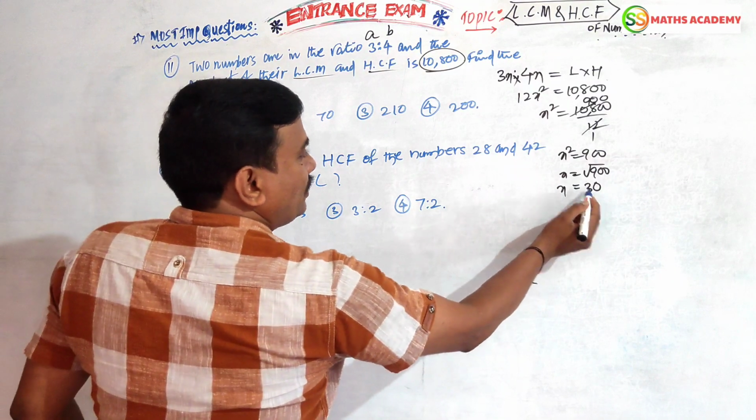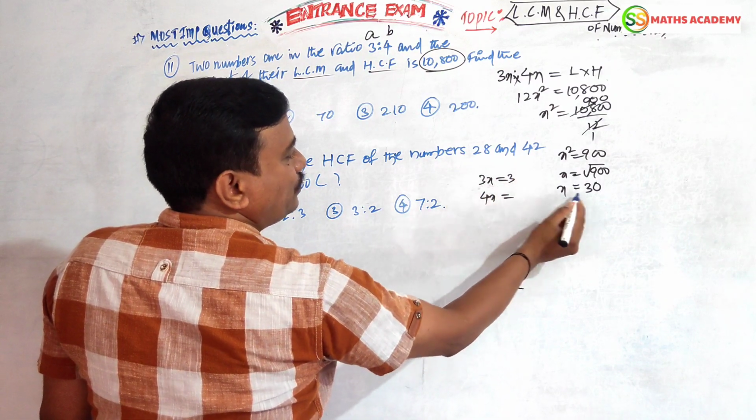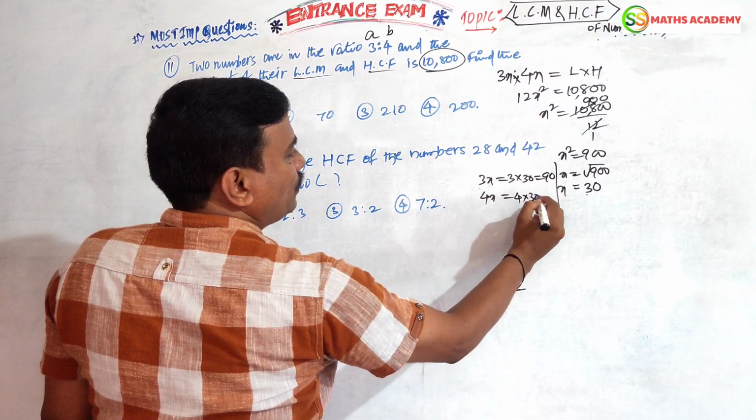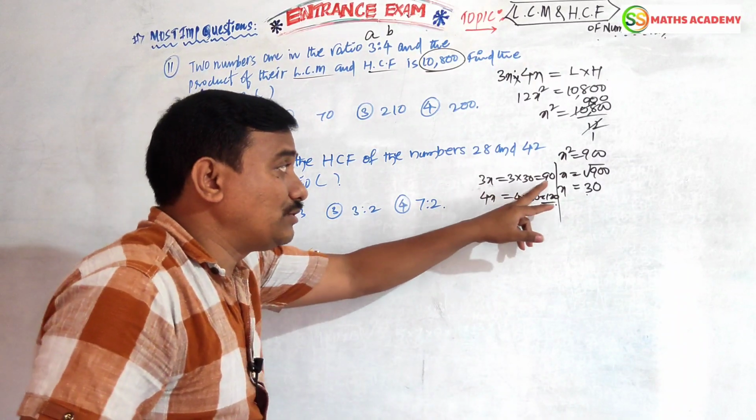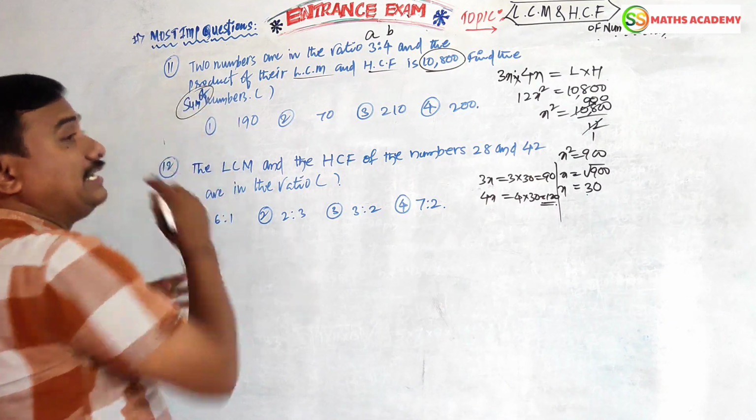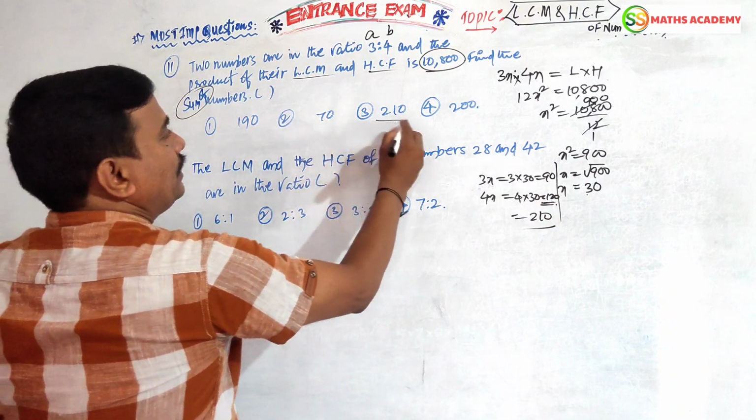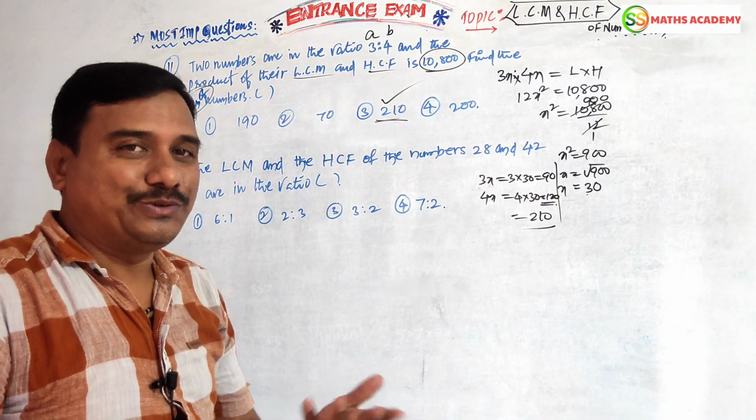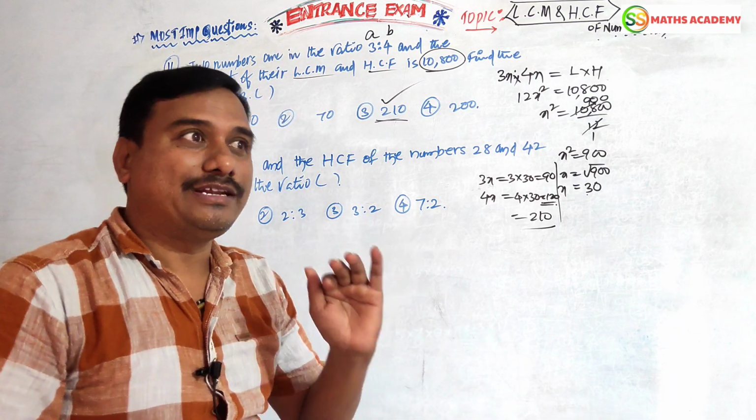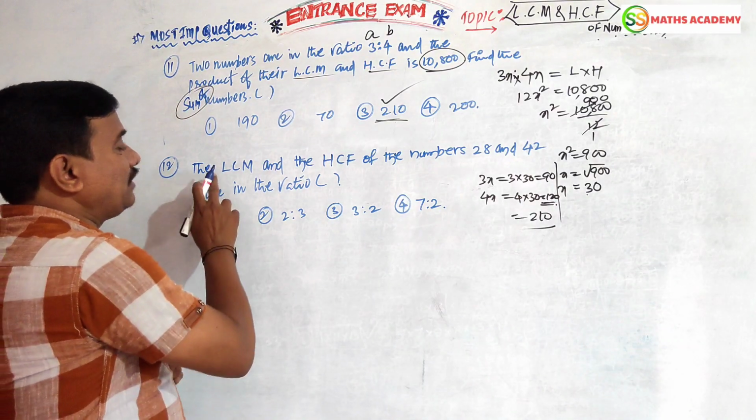Okay. x is 30. Now what are the numbers? First number is 3x, second number is 4x. 3 into 30 is 90. 4 into 30 is 120. First number is 90, second number is 120. He is asking to find the sum. 90 plus 120 is 210. Yes, 90 plus 120 is 210. That is the beauty of the question: first you find the numbers and then their sum also.